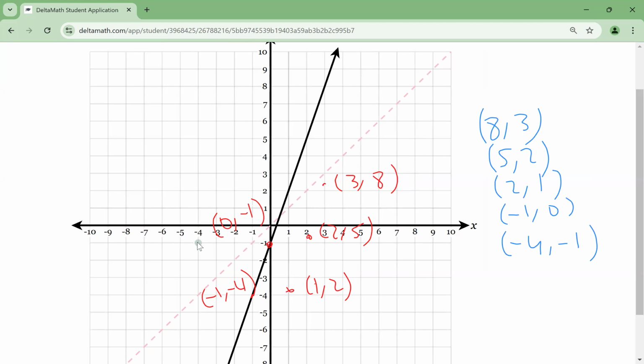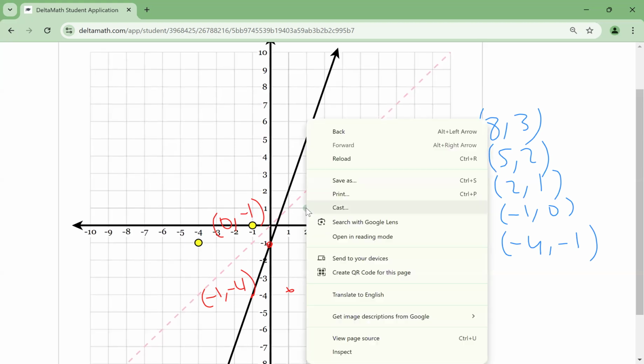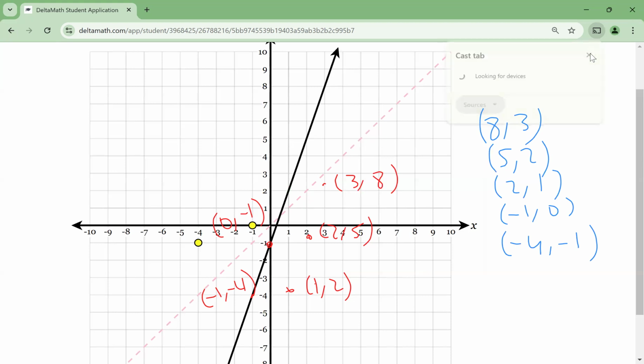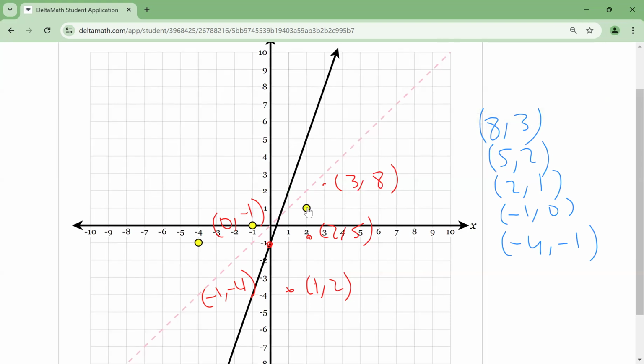So -4 and -1 is here, -1 and 0 here, 1 and 2 here. Excuse me, this is 2 and 1, so it's supposed to be here. Apologies. 2 and 1 here, 5 and 2 over there, and 8 and 3 over there.